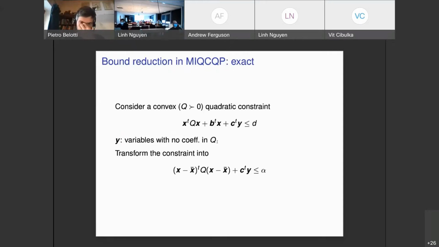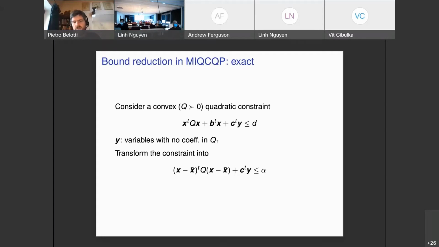So let me start introducing some notation. We'll see this sort of constraints throughout the presentation. I'd rather introduce the notation just now. Let me just start with the first very simple type of bound reduction. It's a trivial idea, but it works relatively well in some instances.